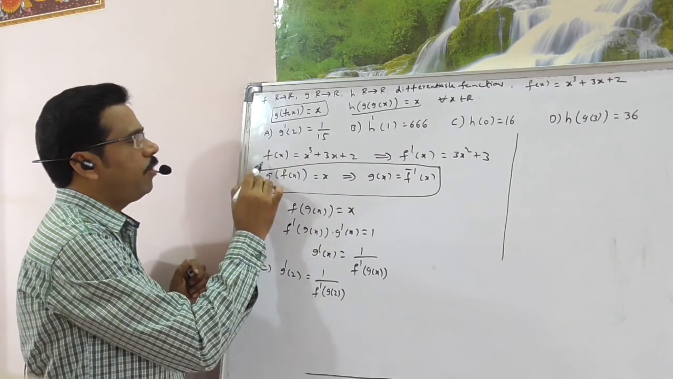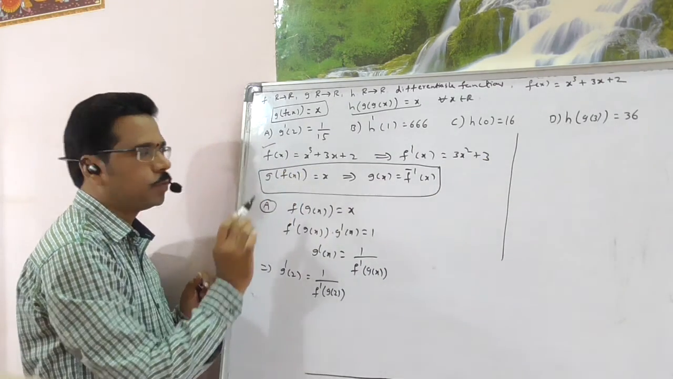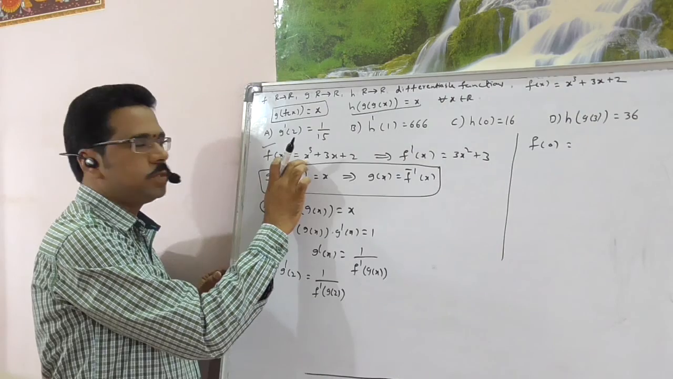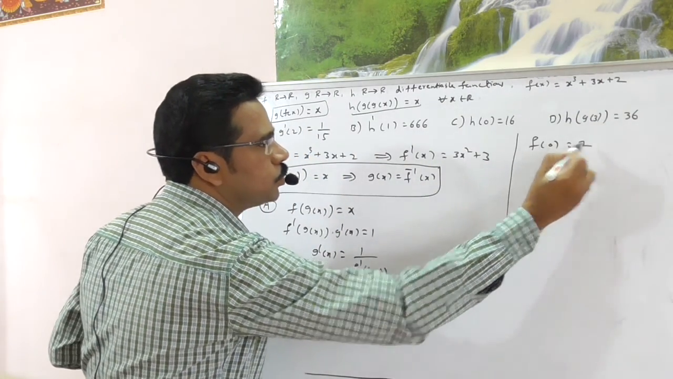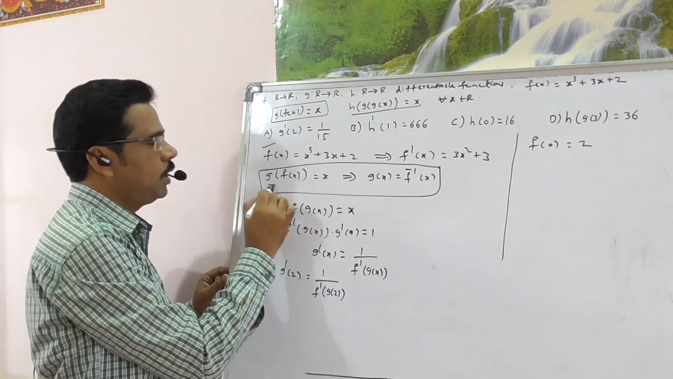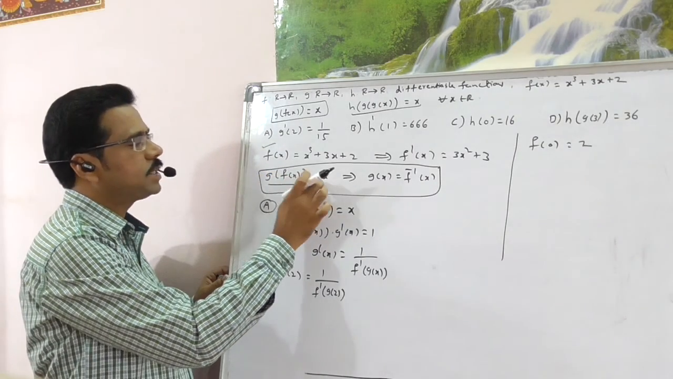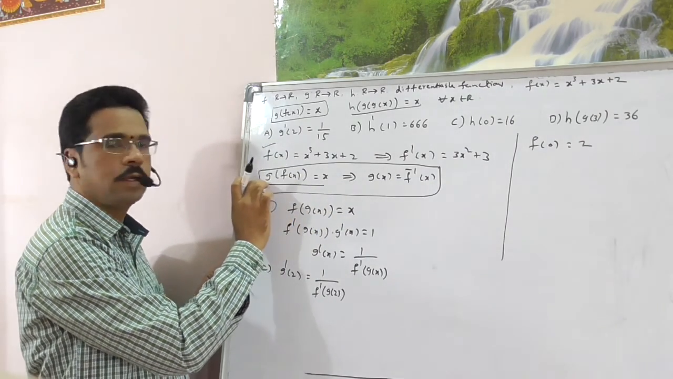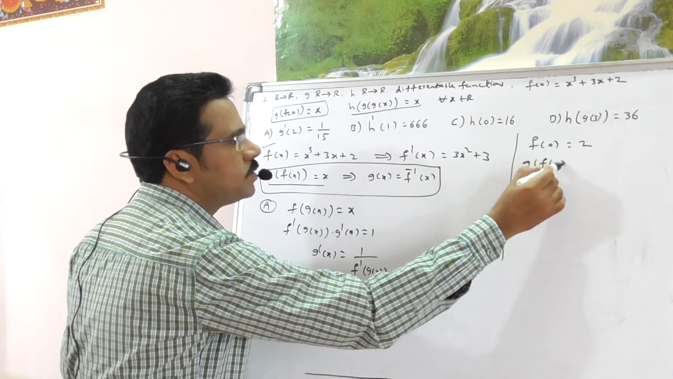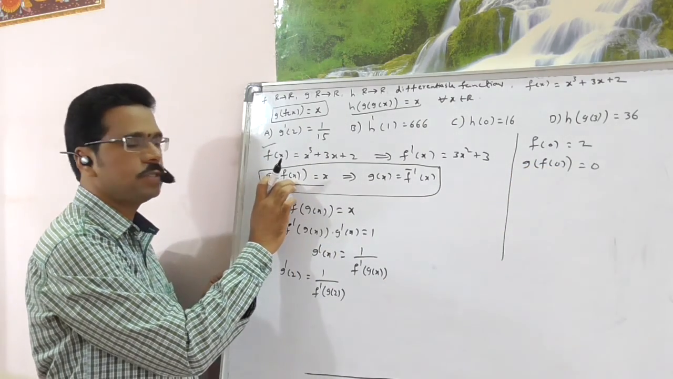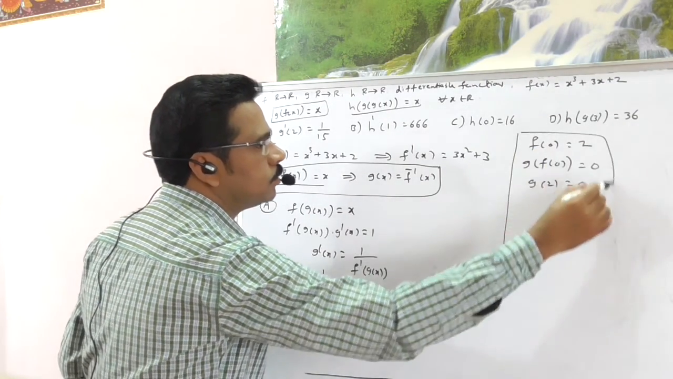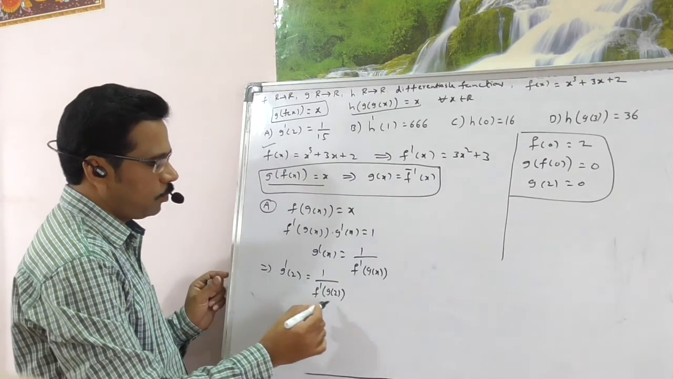Here we have to get the g of 2 value. Just observe, f of x is equal to x cube plus 3x plus 2. Put x equal to 0: f of 0 is equal to 0 cube plus 0 plus 2, which gives you 2. Once again I am using the given result, g of f of x is equal to x. Putting x equal to 0, g of f of 0 is equal to 0. What is f of 0? 2. Therefore g of 2 is equal to 0. Very tricky question this is.